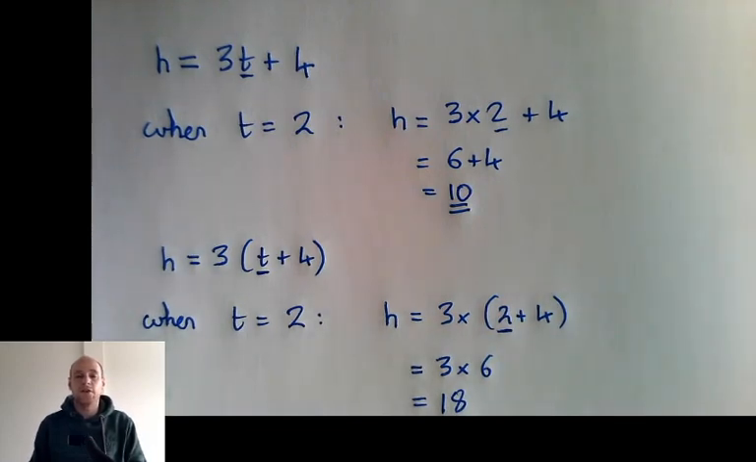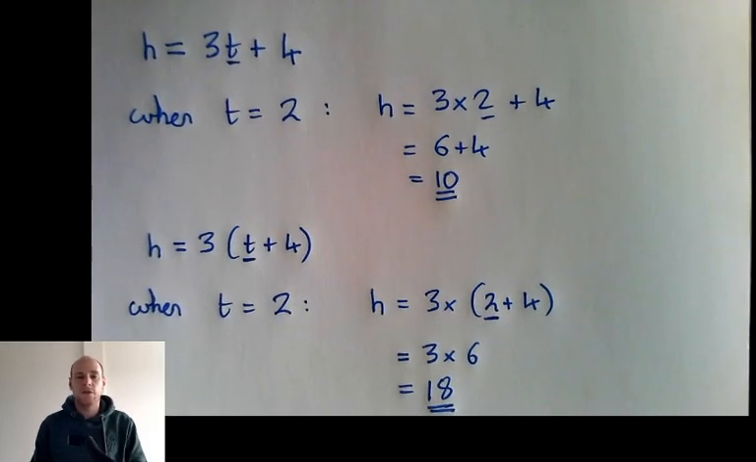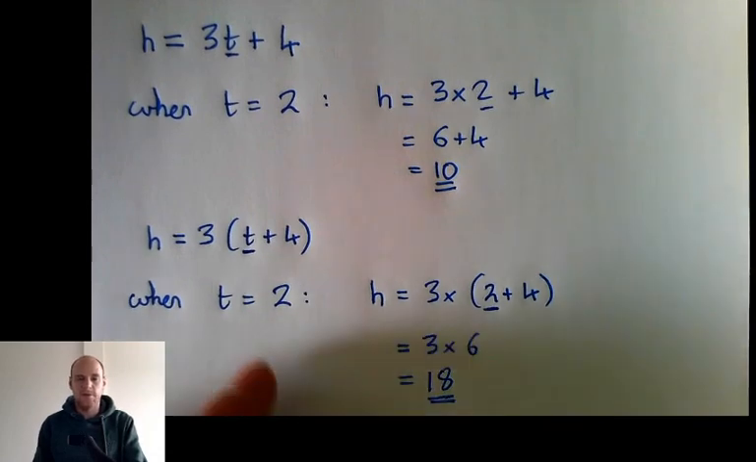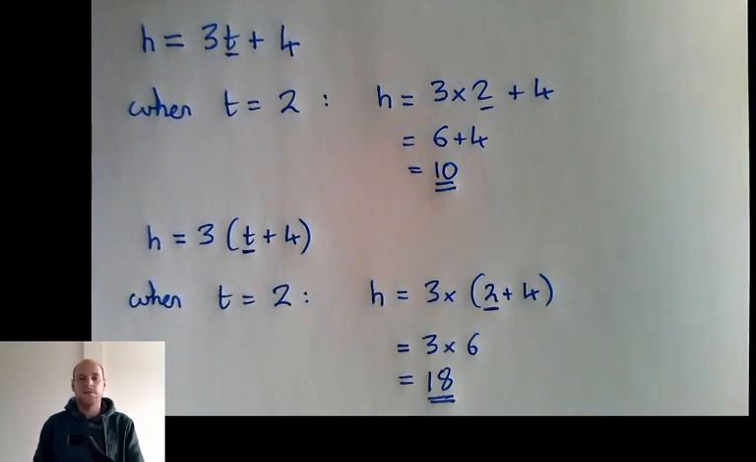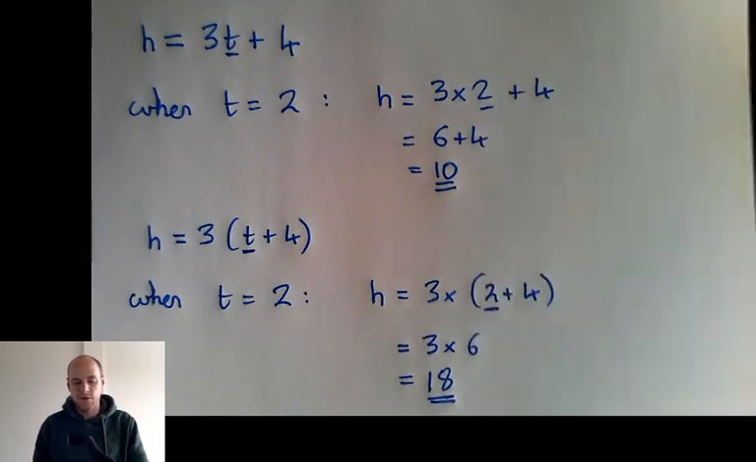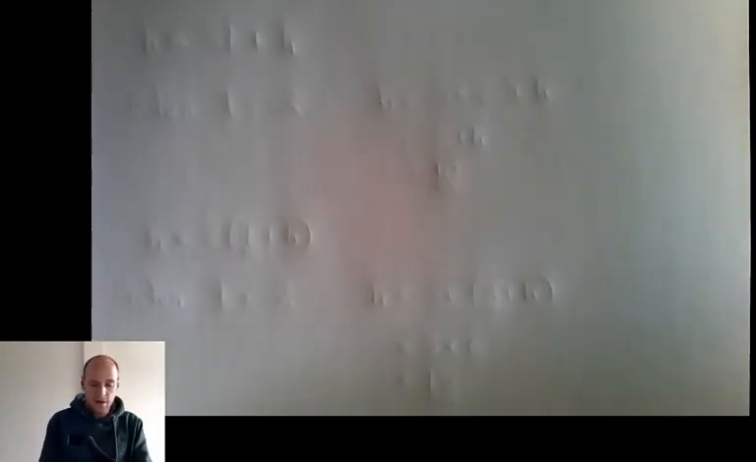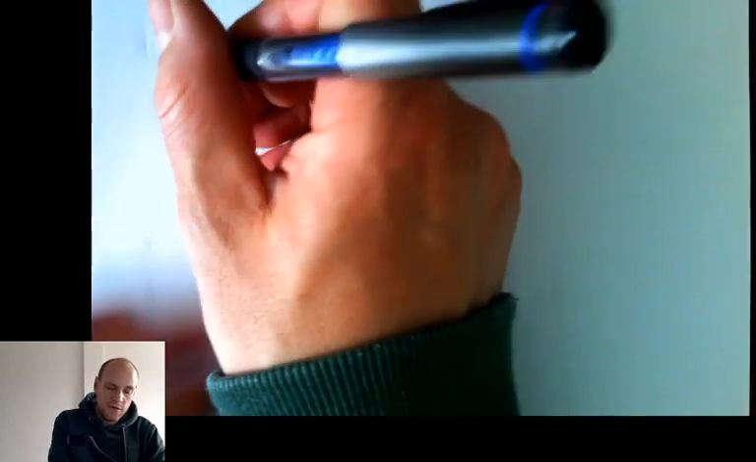So you guys need to have a real close check whether or not there are brackets in the question. If there are brackets in the question, then you need to make sure that that is the bit that you evaluate first after you've substituted the number in. And so we're going to give you a few questions that look like that to have a go at. So let's have a few more examples.